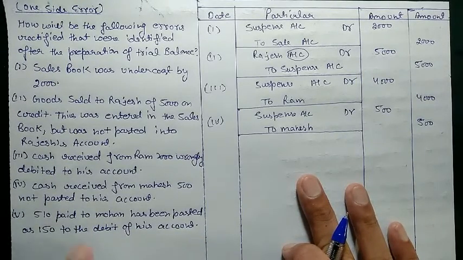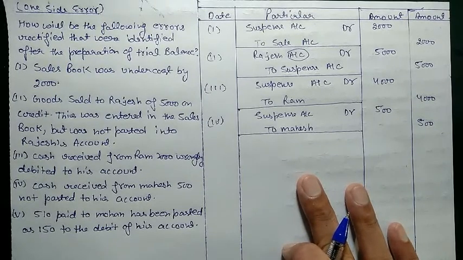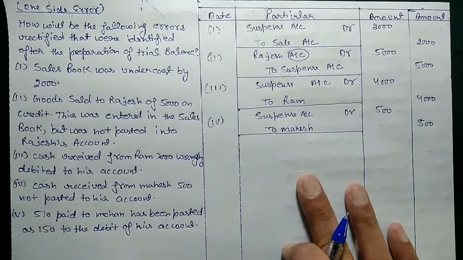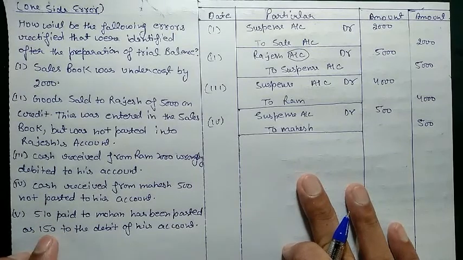Next entry that we have: 510 paid to Mohan has been posted as 150 to the debit side of his account. When we paid Mohan, the entry will be Mohan to cash, and for Mohan to cash we need to post on the debit side of his account. We needed to post 510, but we posted only 150, so we need to post 360 rupees more in his account.